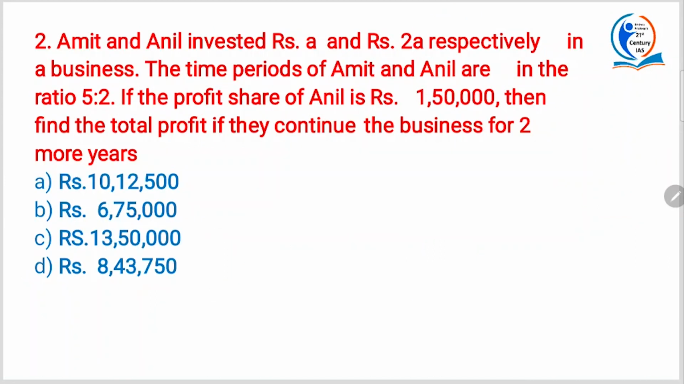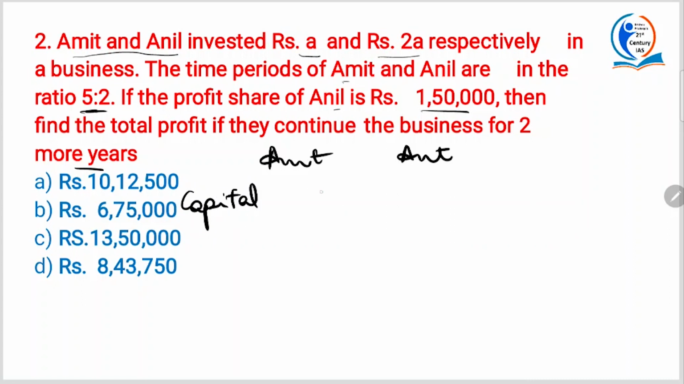Alright. Amit and Anil invested rupees A and rupees 2A respectively in the business. The time periods of Amit and Anil are in the ratio 5:2. If the profit share of Anil is rupees this much, then find the total profit if they continue the business for 2 more years. Okay. Now, Amit and Anil, what is the capital that they invested? It is rupees A and rupees 2A.